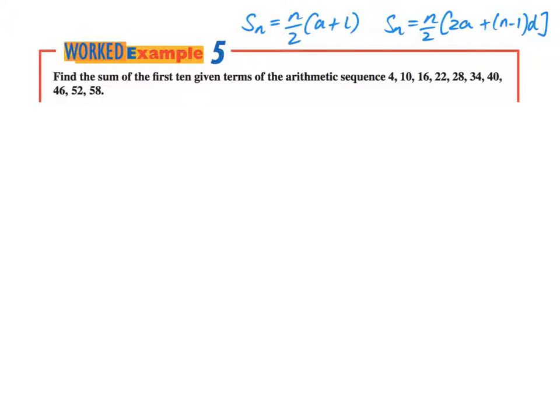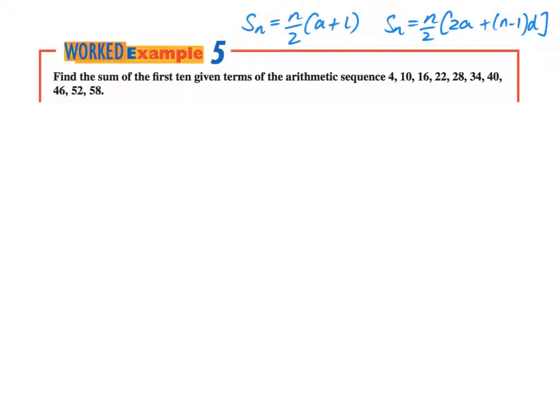In this example, we are required to find the sum of the first 10 terms of the given arithmetic sequence. There's two ways that we can approach this question based on the two rules that are given at the top right corner. Now, for the first rule, we have variables of n, a, which is the first term, and l, which is the last term.